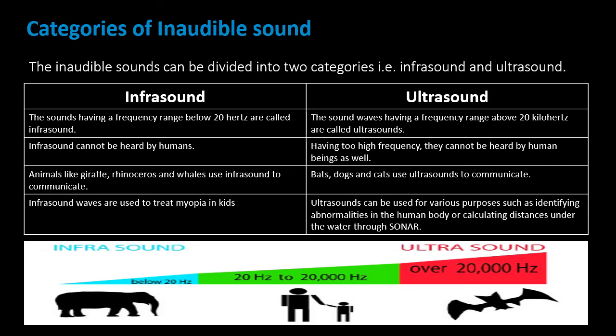Let us now talk about ultrasound. The sound waves having a frequency range above 20 kHz are called ultrasounds. Having too high a frequency, they cannot be heard by human beings as well. Animals like bats, dogs, and cats use ultrasounds to communicate.